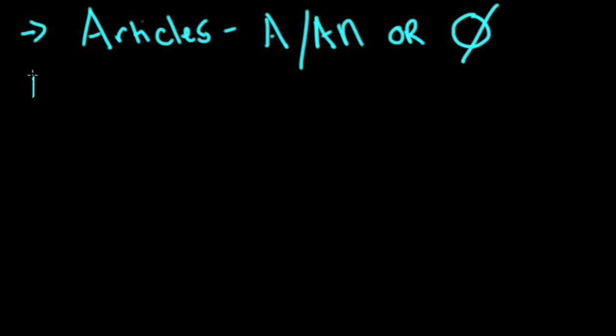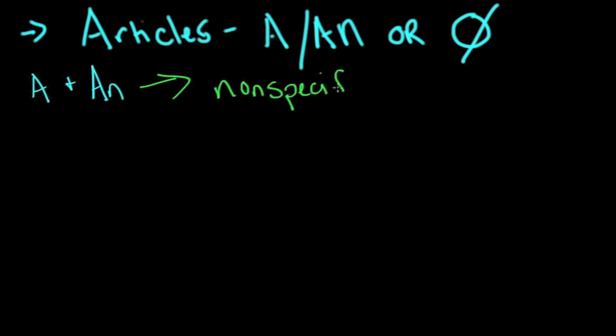So taking a look at these. A and an are for non-specific count nouns. Now what does that mean? So let's take a look.